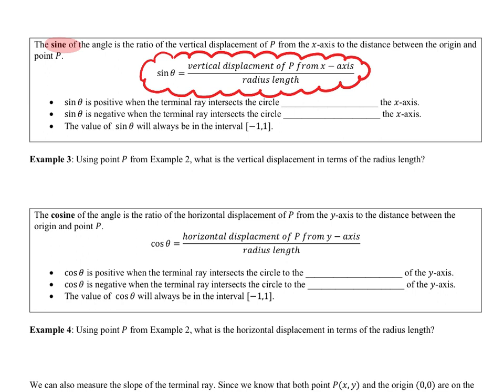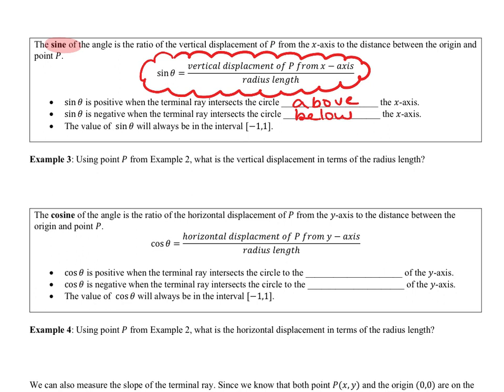Because we know some things about vertical displacement, sine is going to be positive when the terminal ray intersects the circle above the x-axis. And sine of theta is going to be negative when the terminal ray intersects the circle below the x-axis. Since we're using a vertical distance, up is positive, down is negative. So above the x-axis, you're going to get a positive number. Below the x-axis, you're going to get a negative number for this ratio. The value of sine of theta will always be on the interval between -1 and 0. We will refer back to that over and over again, so I don't need to explain it all that much.